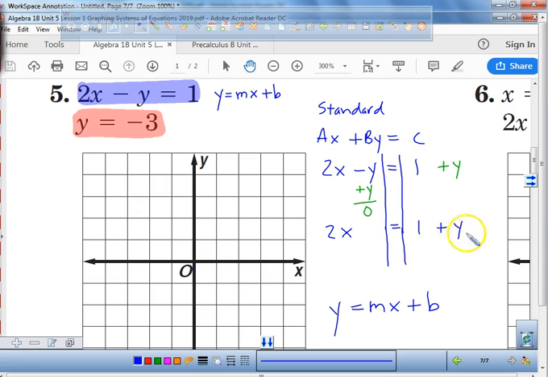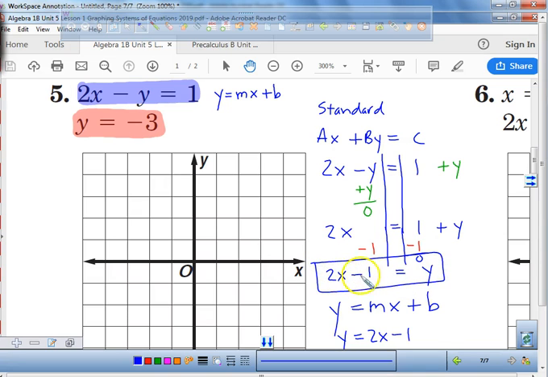Now, is she almost done? She almost has y by itself, doesn't she? Not yet. Subtract 1. Here you go. Subtract 1 from this side and subtract 1 from this side. Now look what you have over here. 2x minus 1 is equal to y. Those zero out. These are just 2x minus 1. So what's your final answer in slope-intercept form? 2x minus 1 equals y is the same as y equals 2x minus 1.